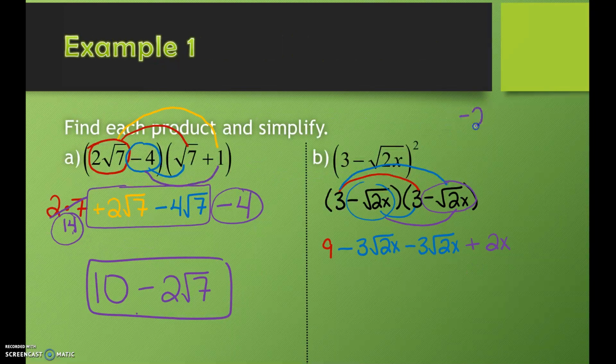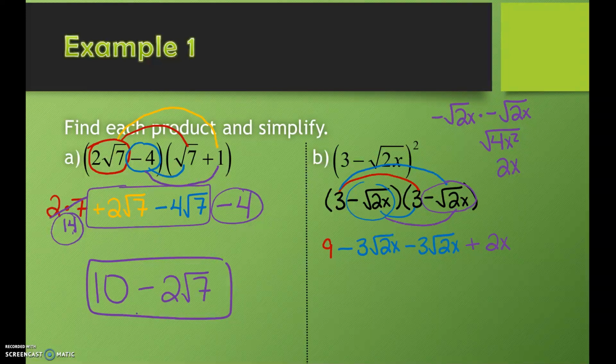Okay, so up here I'm going to write negative square root of 2x times negative square root of 2x. The negative times the negative is the positive, and this would be square root of 4x squared. The square root of 4 is 2. The square root of x squared is x. So negative times negative is positive. The square root times itself is just that thing without the radical.